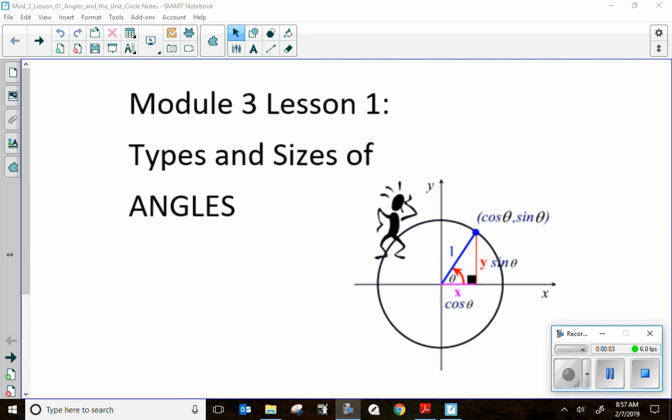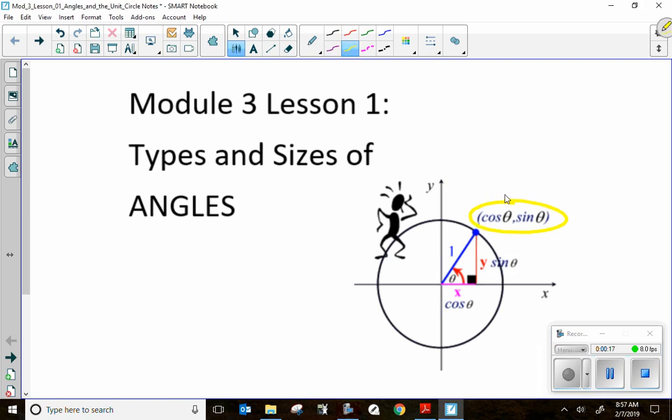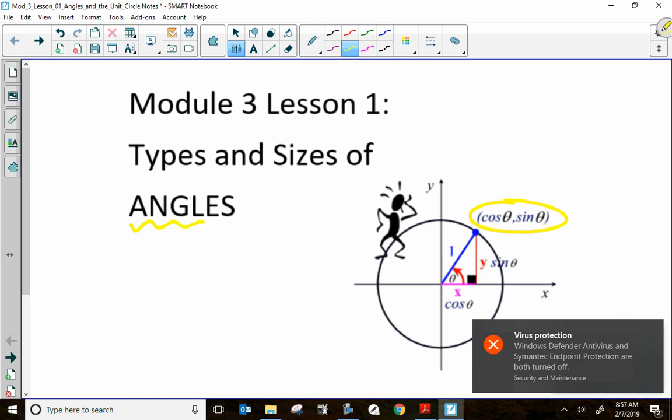Welcome to Unit 3, Lesson 1. We are finally to Unit 3. Oh, this is refreshing. We get into one of my favorite topics, and I know you are all going to cringe, trigonometry. But before we start frolicking through the fields of trigonometry, we should first look at angles.